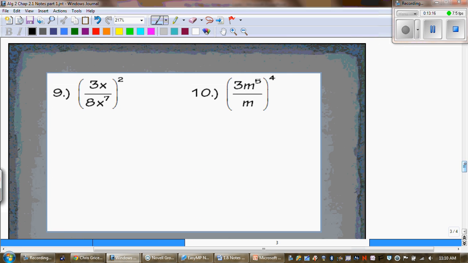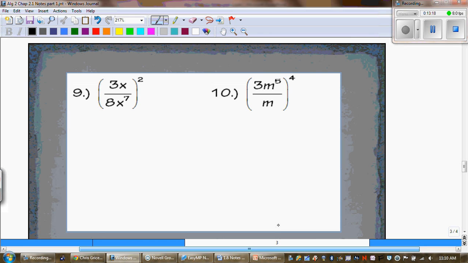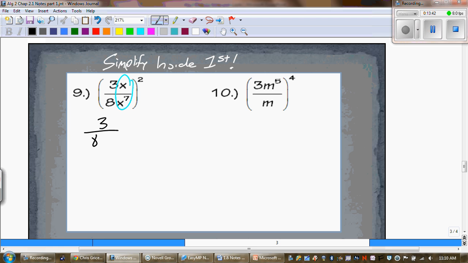Yes, we do. So, take a look at number 9 and 10. You always want to simplify inside first. And you're like, oh, Mr. Grice, how do we do that? Well, look at the x's right there. Who wins, the top or the bottom? The bottom wins, and the bottom wins by 6.